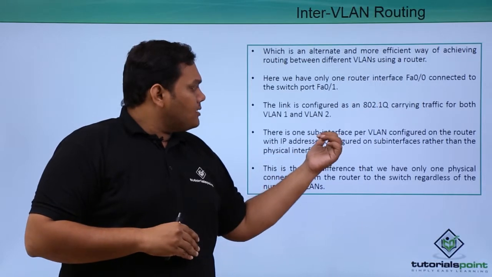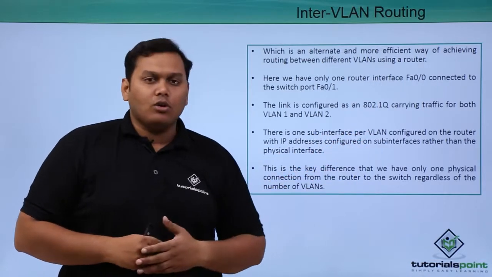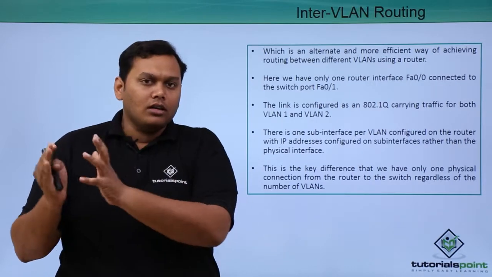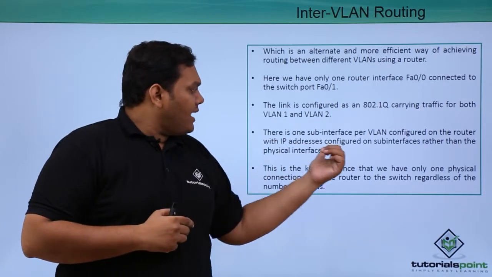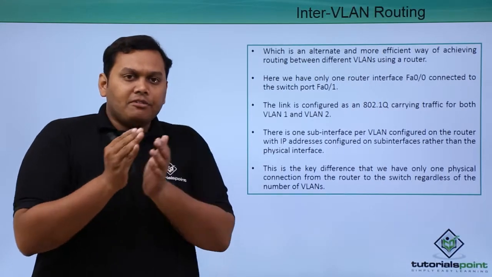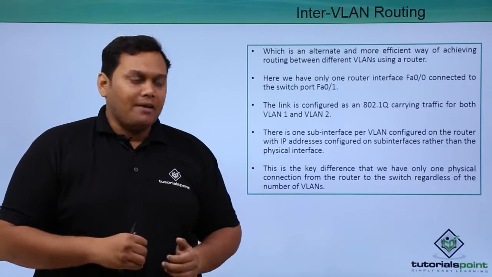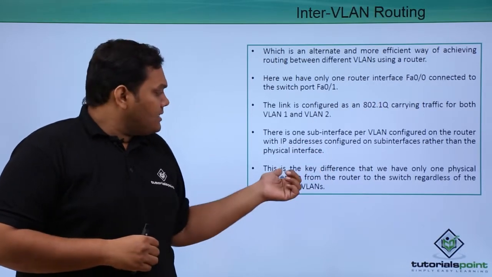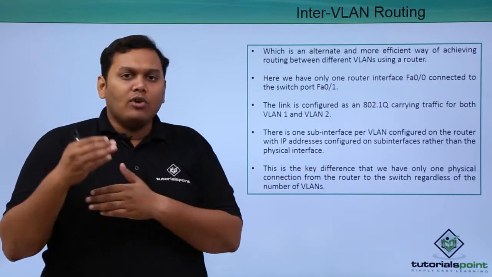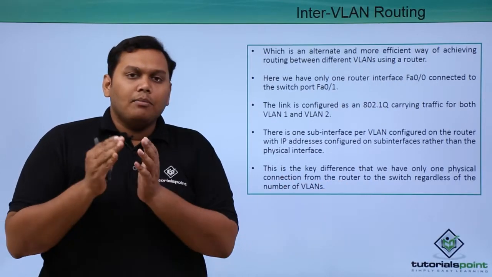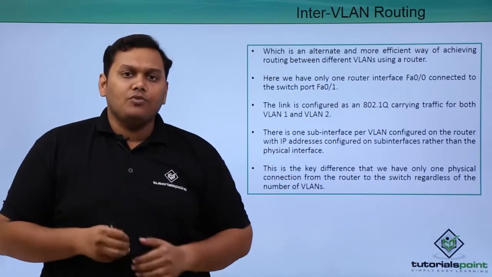There is one subinterface per VLAN configured on the router, with IP addresses configured on the subinterfaces. So, each subinterface is configured with an IP address rather than the physical interface. This is the key difference: we have only one physical connection from the router to the switch, but two connections visible here.